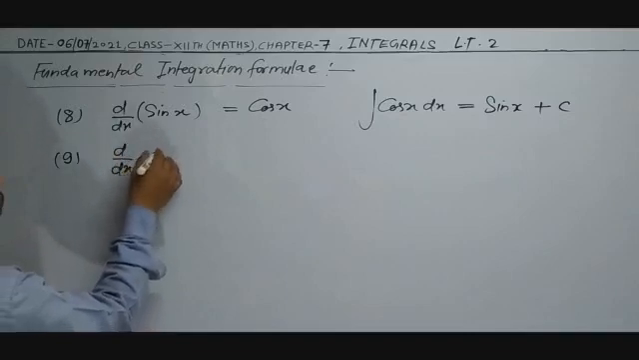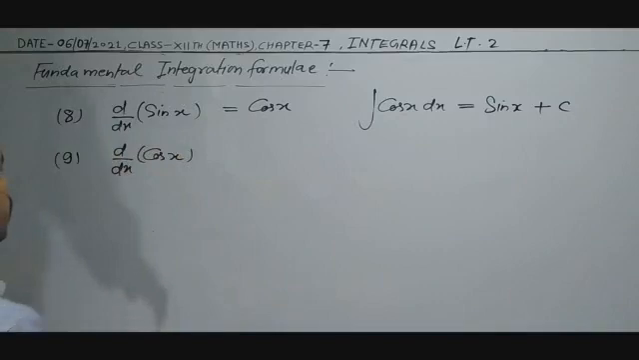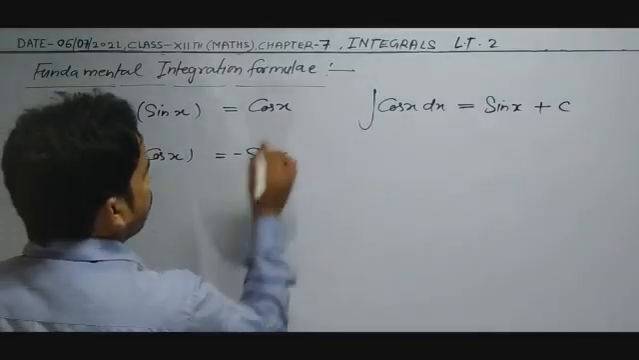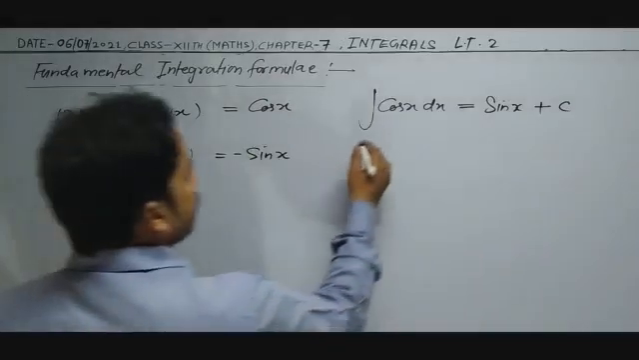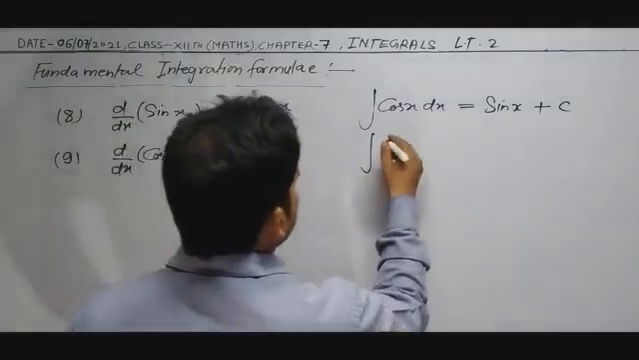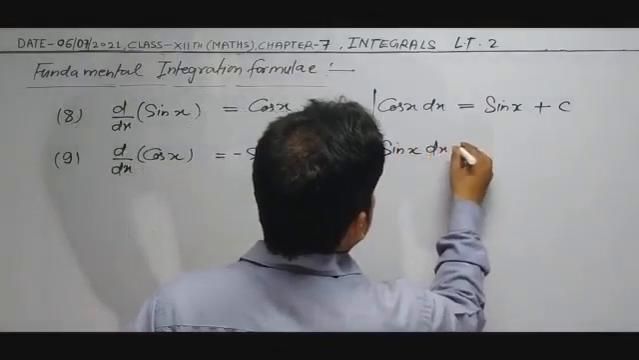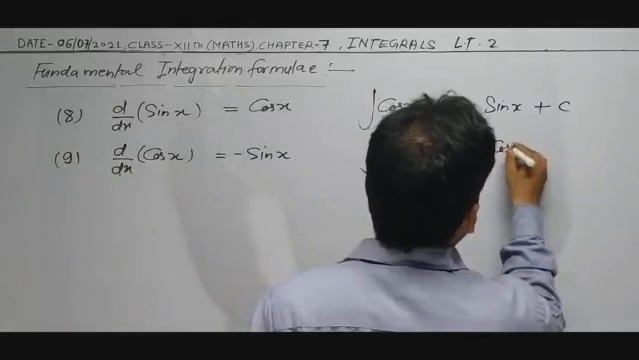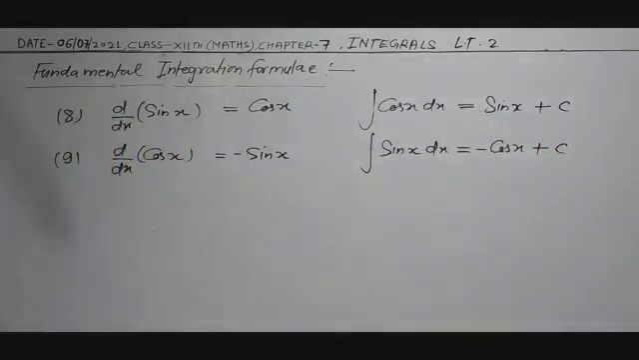Now come to formula number 9. d by dx of cos x: you know the derivative of cos x, result is minus sin x. And now you can write its antiderivative, means integration of sin x dx, result will be minus cos x plus c, where c is the constant.